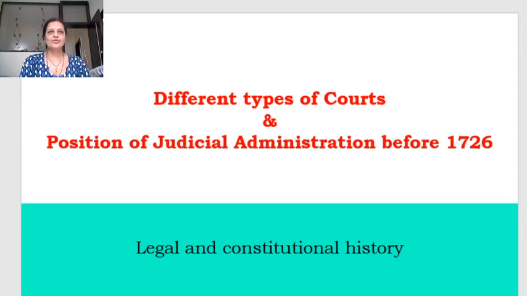Before heading to discussion of passing of Charter of 1726, we must discuss the reasons which necessitated the passing of Regulating Act of 1726. Today's topic of discussion is different types of courts and position of judicial administration before 1726. So let's discuss.